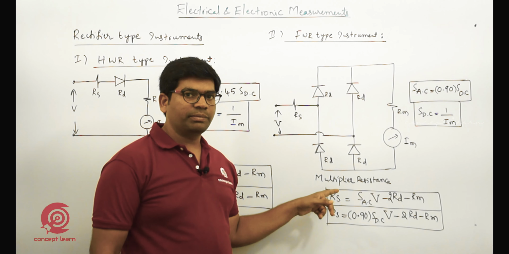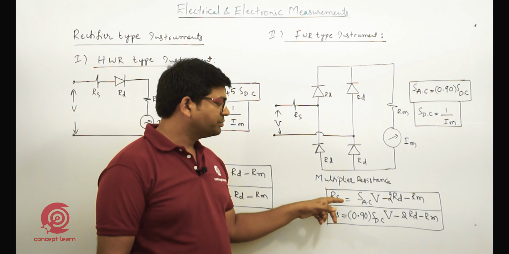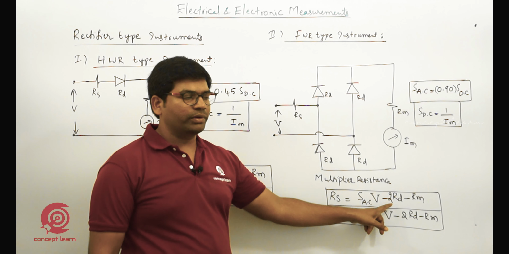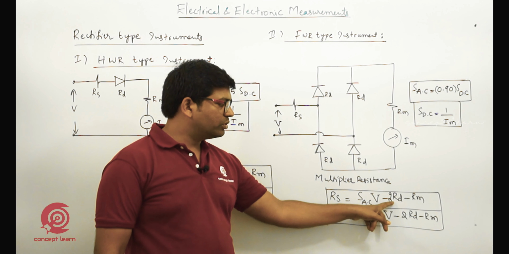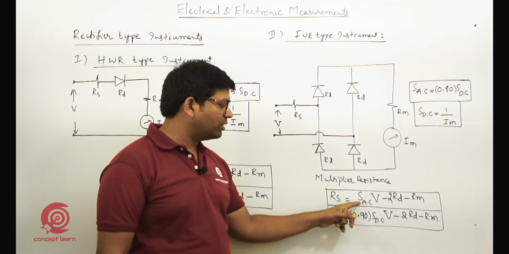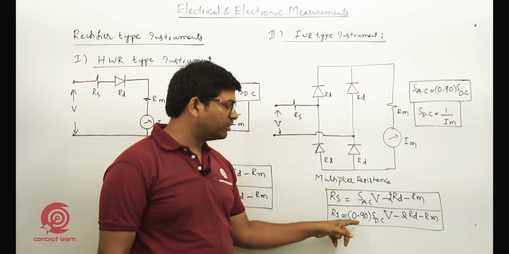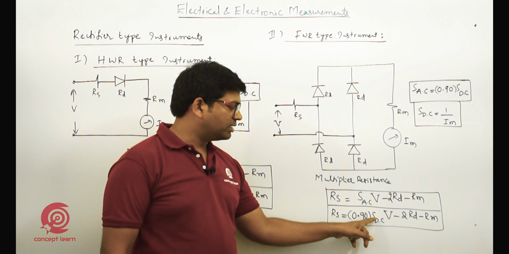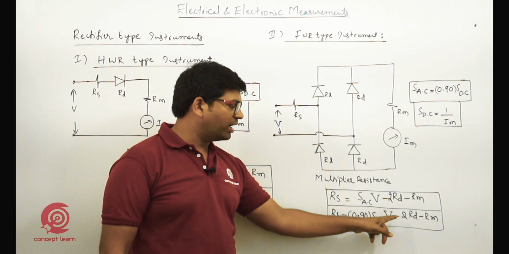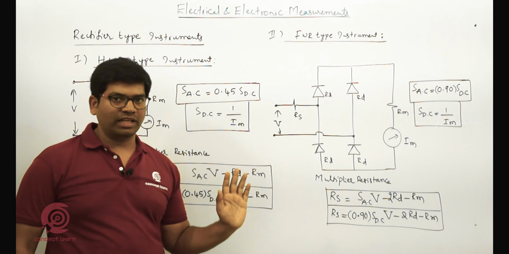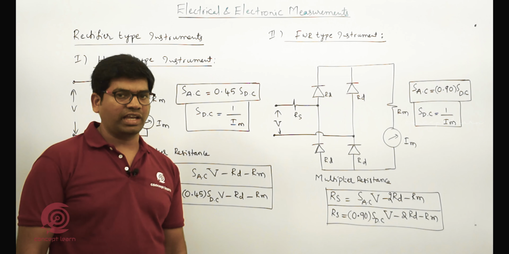When you write for multiplier resistance, what is the relation? AC sensitivity into RMS voltage minus, since two diodes are in on position, 2 Rd minus Rm. If I am expressing in terms of DC sensitivity, I am replacing AC sensitivity by 0.9 times of DC sensitivity into RMS voltage minus 2 Rd minus Rm. So these expressions we have to memorize in this rectifier type instruments category.